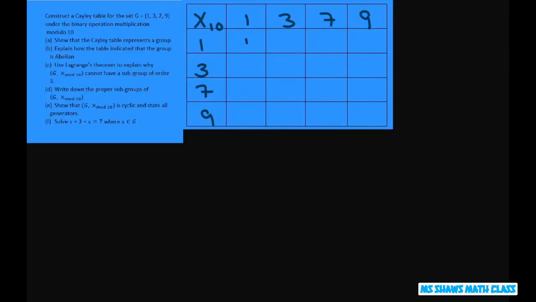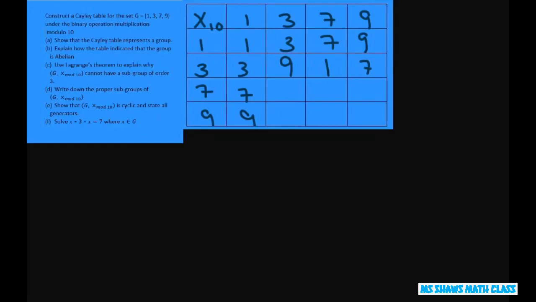So 1 times 1 is 1, 3, 7, 9. This one's going to be easy. Do it again with 1, so it's 3, 7, 9. All right, now after that, you go 3 times 3 is 9, so that's just 9. 3 times 7 is 21. Under modulo 10, divide that by 10, and you'll have a remainder of 1. And 3 times 9 is 27. Divide that by 10, and you'll have a remainder of 7.